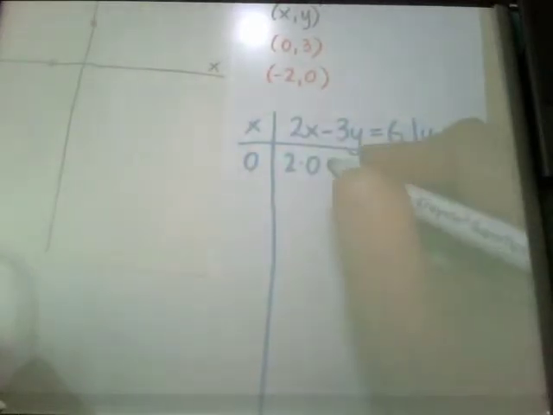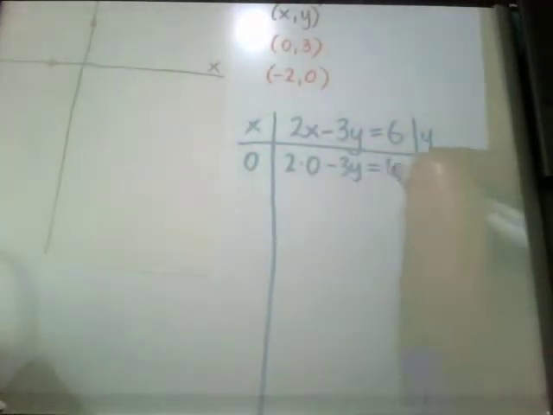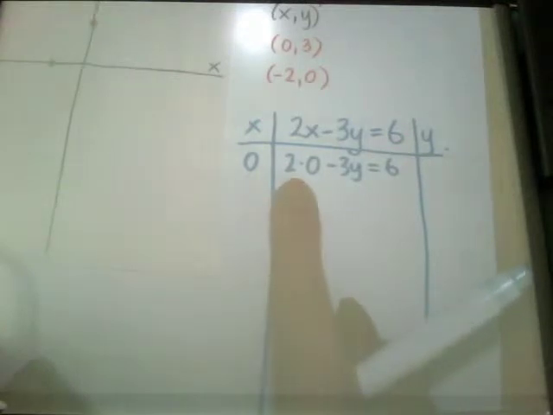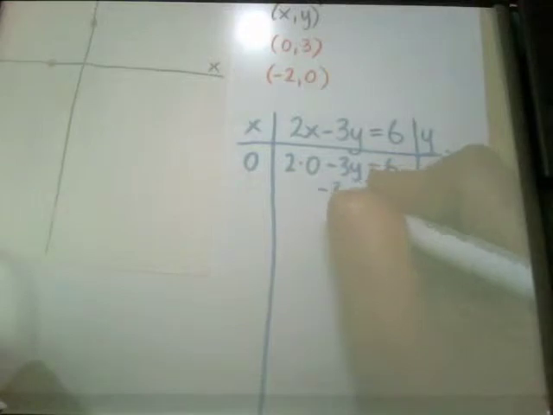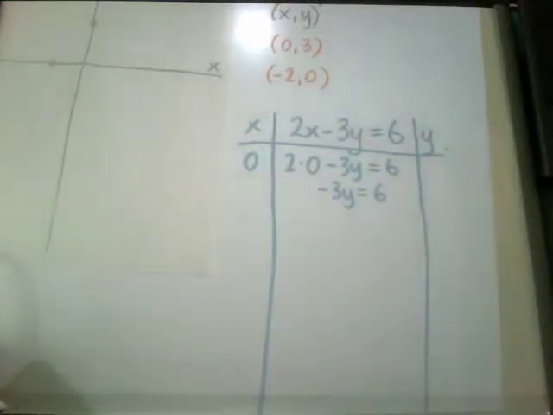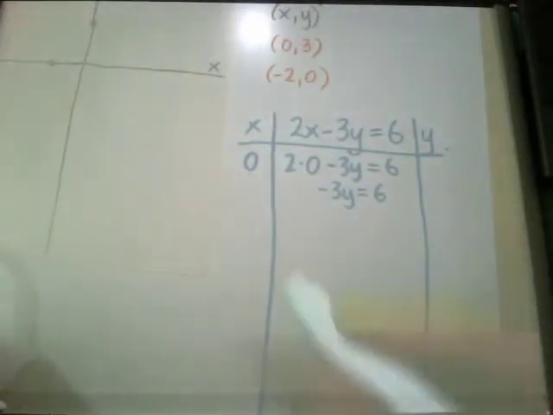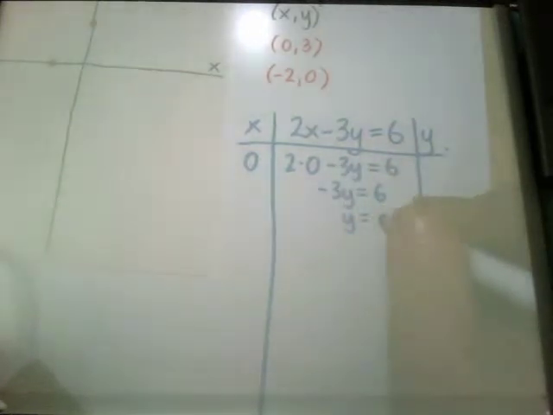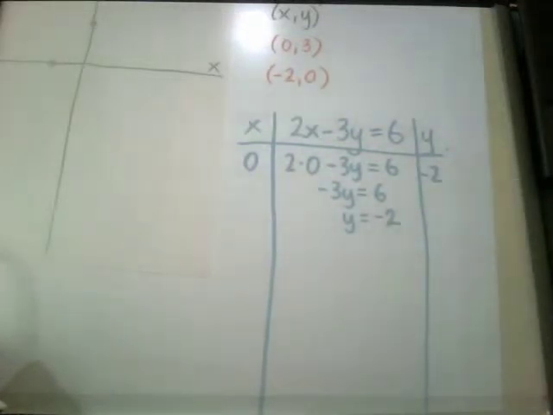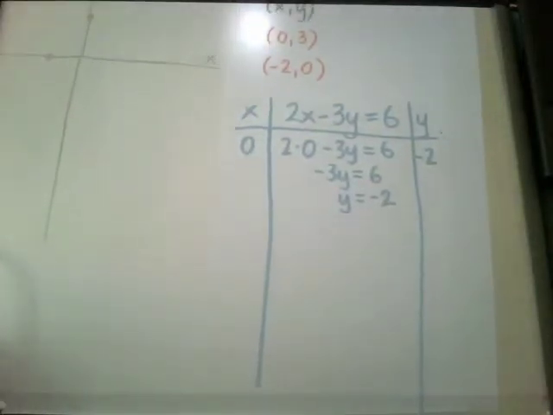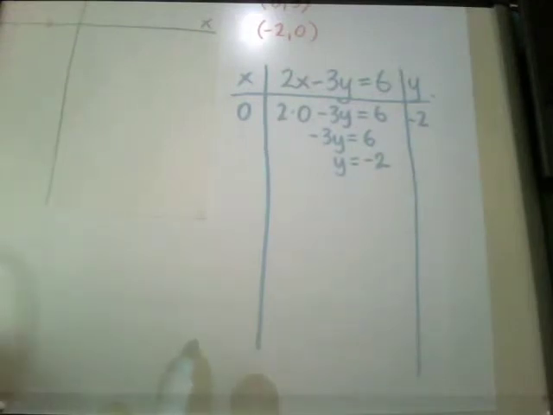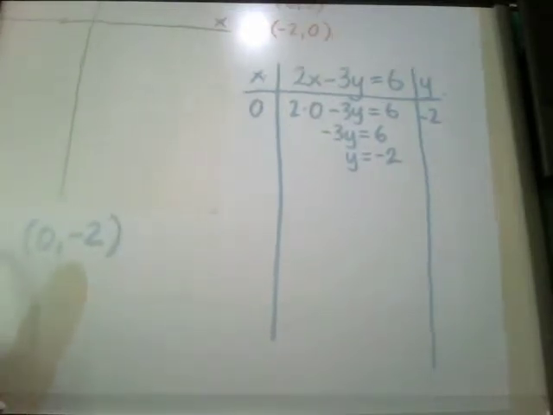2 times 0, there's my x, minus 3y equals 6. Now just be careful as you solve. 2 times 0, of course, is 0. 0 minus 3y is just minus 3y. And then we would divide both sides by -3. Be careful because it's a negative. We get y equals -2. Now, I'm running out of room a little bit on my paper here where my graph is, so I'm just going to write over here. You can fit it anywhere on your paper. I'm going to start to list my pairs. So first I've got my 0, -2.